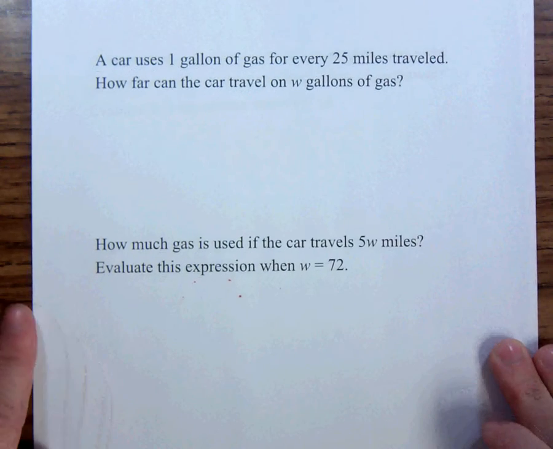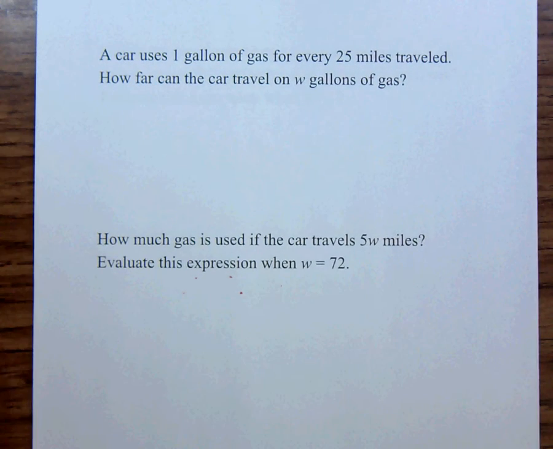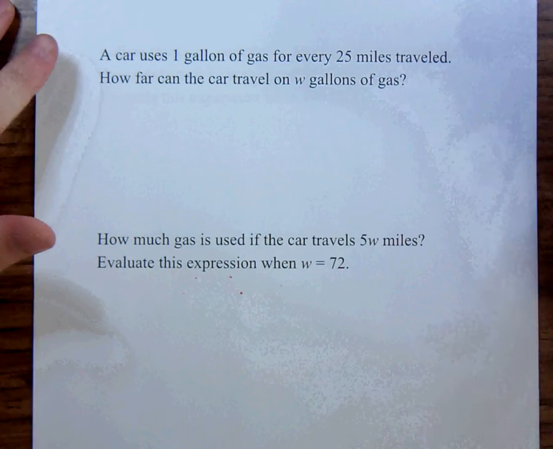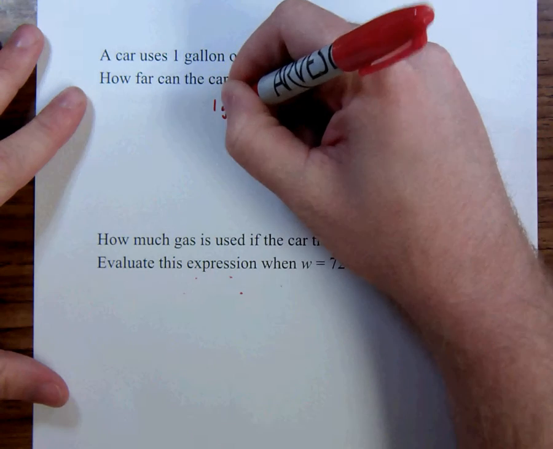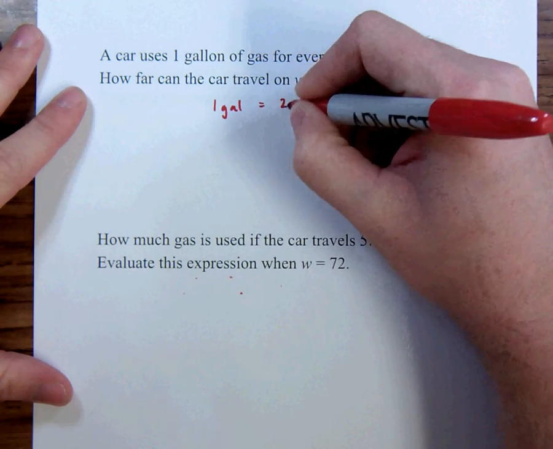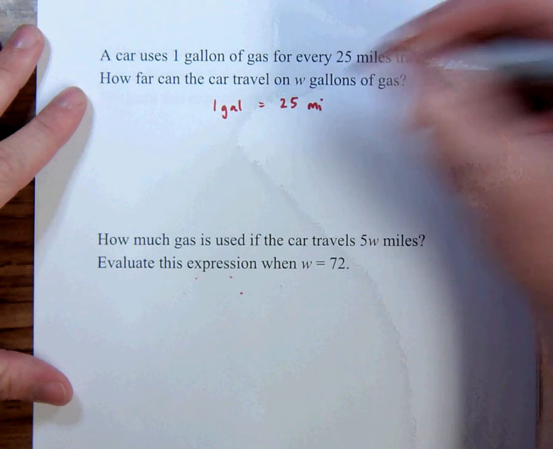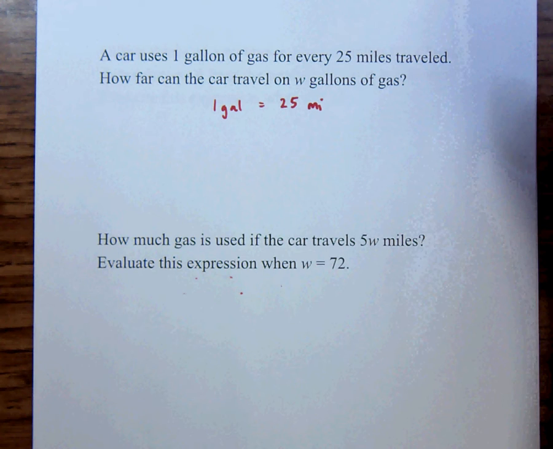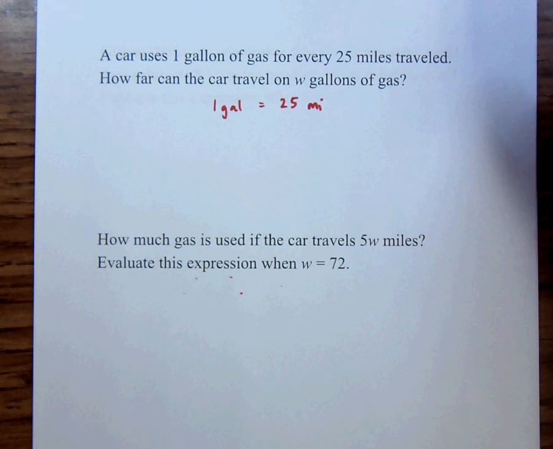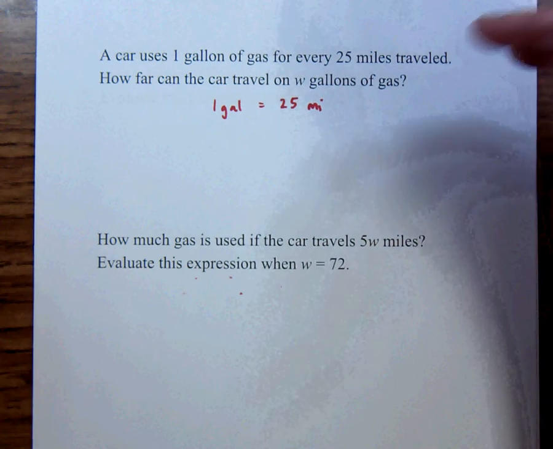This has the potential to be the most difficult problem on your homework, especially if I don't do a good job explaining. So listen up, friends, and I'm going to do my best. So a car uses 1 gallon of gas every 25 miles traveled. Okay, so 1 gallon is equal to 25 miles. Basically, this car is getting 25 miles per gallon. How far can the car travel on W gallons of gas?